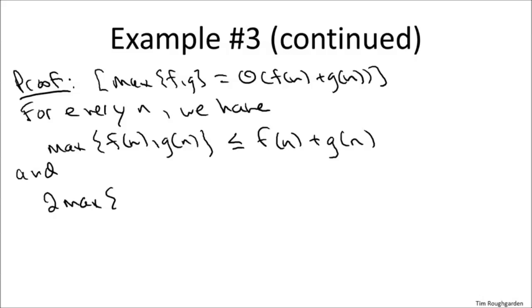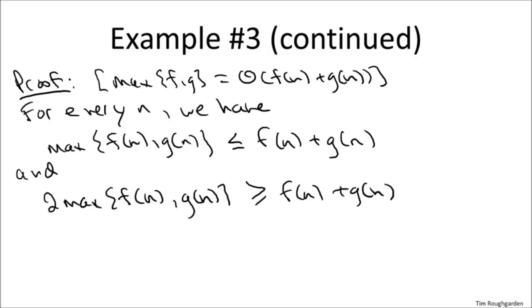Secondly, if we double the larger of f of n and g of n, then that's going to exceed the sum of f of n plus g of n. Because on the right hand side we have a big number plus a small number, and on the left hand side we have two copies of the big number, so that's going to be something larger. Now it's going to be more obvious what's going on if I divide both of these sides by 2, so that the maximum of f of n and g of n is at least half of f of n plus g of n. That is, it's at least half of the average.